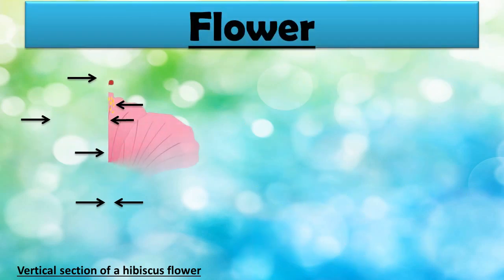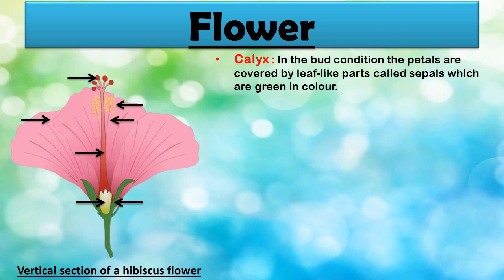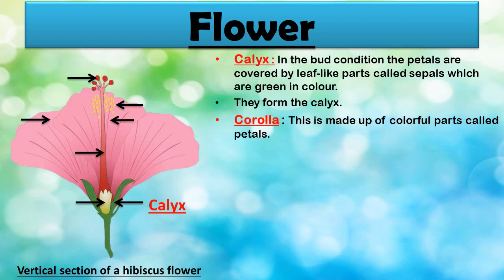Okay, now students, here is again a vertical section of a hibiscus flower. First let us understand about the calyx. So what is the calyx? You can observe here the calyx, a green colored part. It looks like a small leaf, but no, it is not a leaf; it is a green colored supportive part of a flower. In the bud condition, the petals are covered by leaf-like parts called sepals, which are green in color, and they form the calyx. And next is the corolla. This is made up of colorful parts called petals.